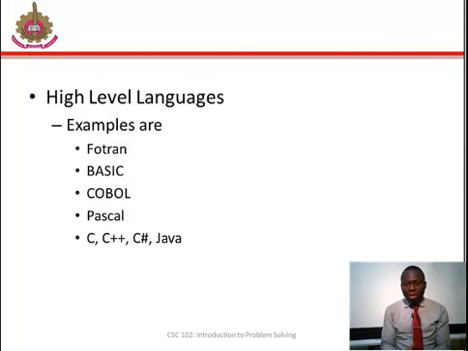Now let's look at high-level languages. You have learned about the low-level language, which is fundamentally machine dependent. In contrast to the machine dependence of low-level language, high-level languages are machine independent. Examples are Fortran, BASIC, COBOL, Pascal, C, C++, C#, and Java, and so on and so forth.